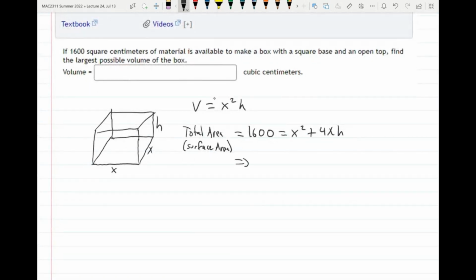So from here it follows then that h equals (1600 minus x squared) divided by 4x. And now I'm going to put that in my volume formula, and I'm going to get a function of x. So now the volume is a function of x only, and it's equal to x squared times this expression.